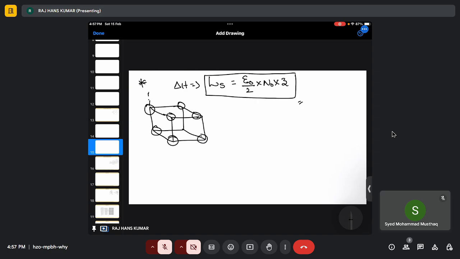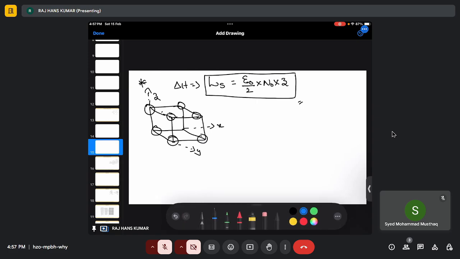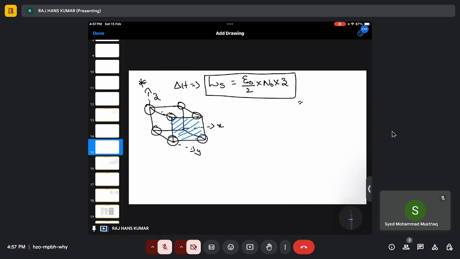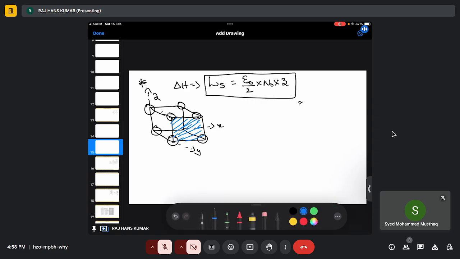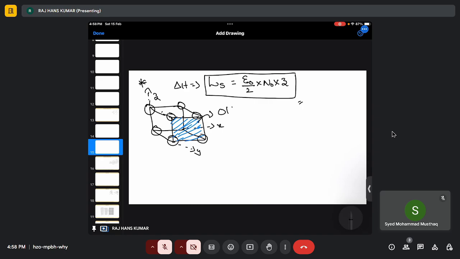Let's say this is my z axis, this is my x axis, this is my y axis. Now what is my 100, or you can say 010? The 010 will be this plane. This is my 010. Now what I'm trying to do is cut along this surface.